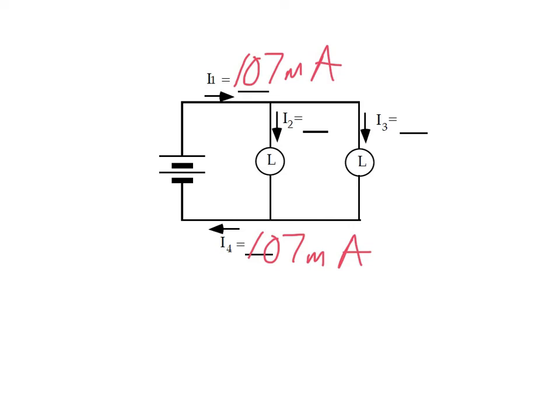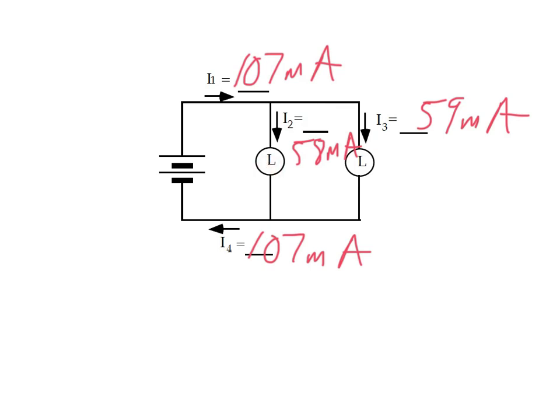Going through the long bulb on the left, I had about 58 milliamps, and through the long bulb on the right, roughly 59 milliamps. And I can see that 58 plus 59 is 117, and this was 107, and this is 107. You probably even got better numbers than I did, but the flow rate going through these two branches adds up to the flow rate that is coming into them. So as the charge goes here, it splits. Some of it goes this way, some of it goes this way.